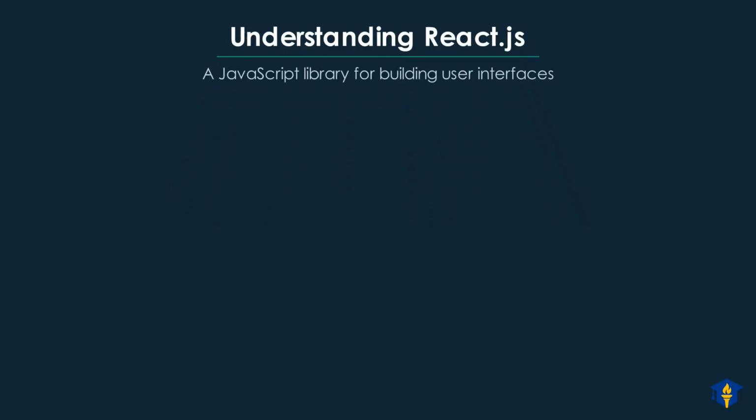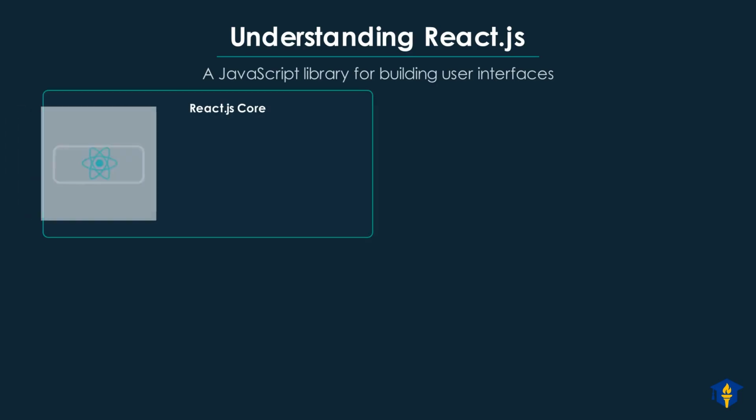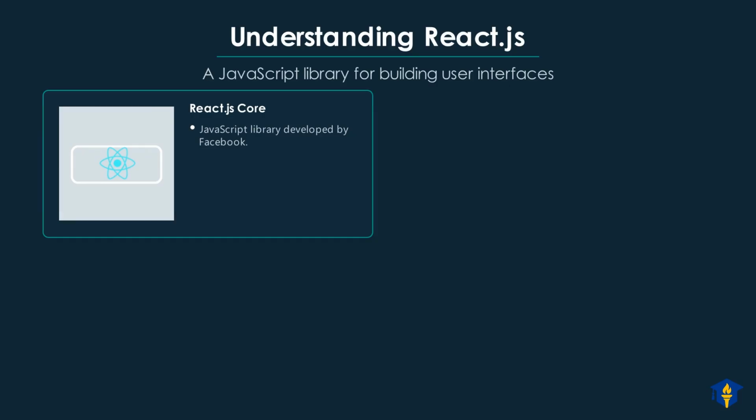React.js is essentially a JavaScript library, specifically designed for efficiently building user interfaces. Let's begin by examining the core aspects that define React.js as a library. It is a powerful JavaScript library originally developed and maintained by Facebook. React.js helps us build dynamic and highly interactive user interfaces very efficiently.